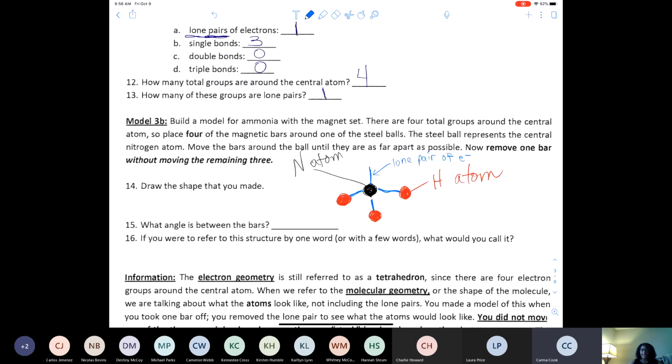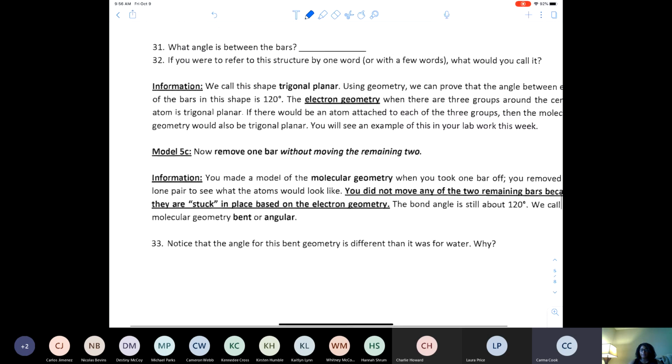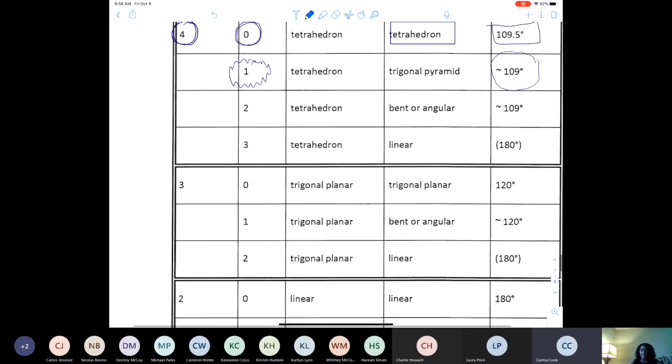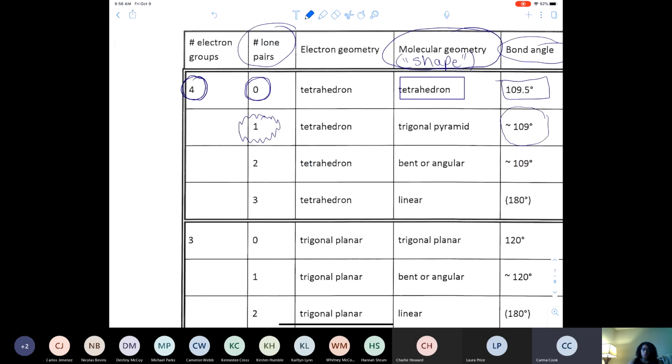So now again, we go to our data table at the end of this document. And so now we have the situation where we still have 4 groups total, but now one of those groups is a lone pair. So our shape is not tetrahedron this time for ammonia. So ammonia and methane have different shapes. Ammonia's shape is trigonal pyramid. And its bond angle is not 109.5, but it's a little bit smaller than that. It's about 109.